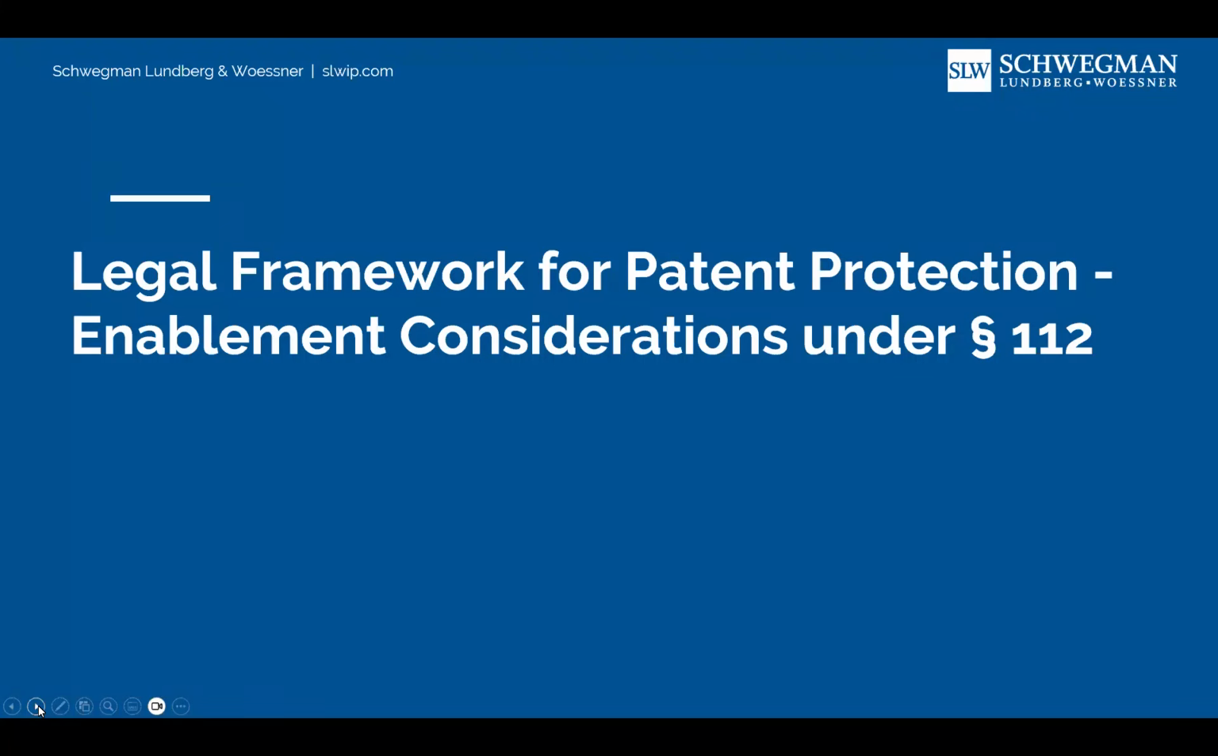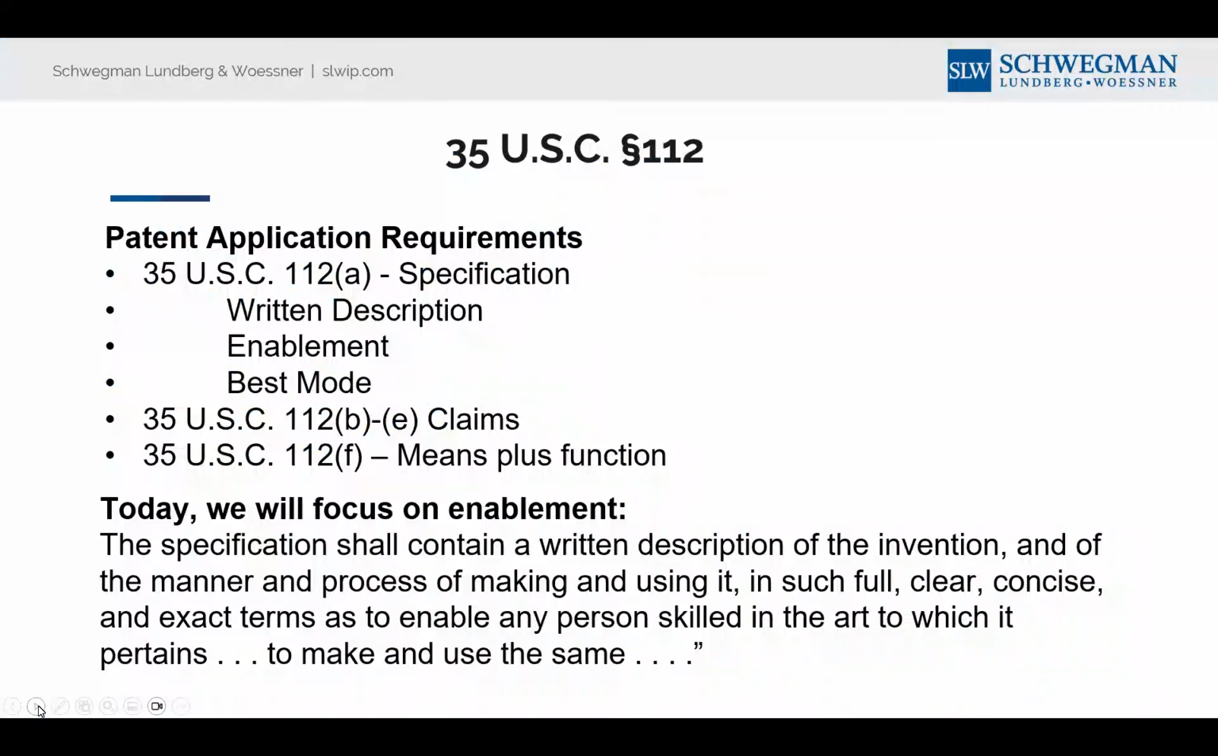So now we'll look at enablement under 112, and I'll touch on this briefly, just to highlight some of the differences between the electrical arts and the life sciences. Next slide, please. Enablement is providing enough information in the specification so that someone skilled in the art knows how to make and use it, so they can basically reproduce what you've done.